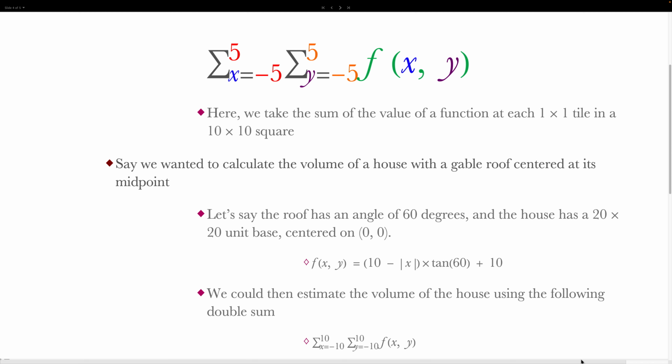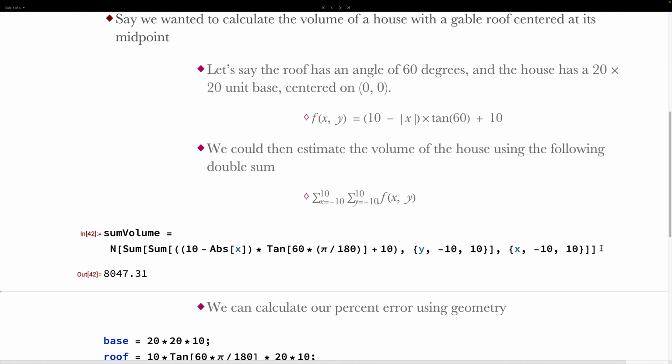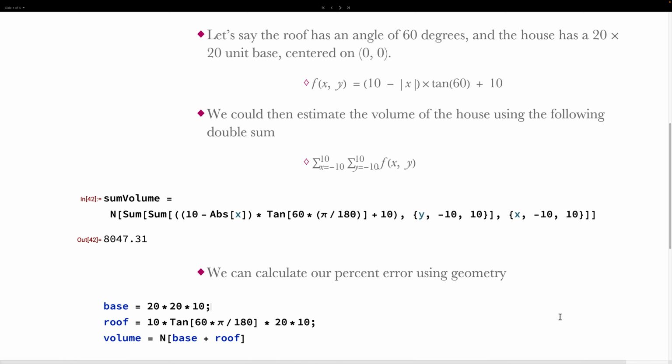If we take the sum from x equals negative 10 to x equals 10 of the sum from y equals negative 10 to y equals 10 of f of x comma y, that will give us an estimate of the volume of the house. Plugging this all into the Wolfram language, we can see that our sum will retrieve 8,047.